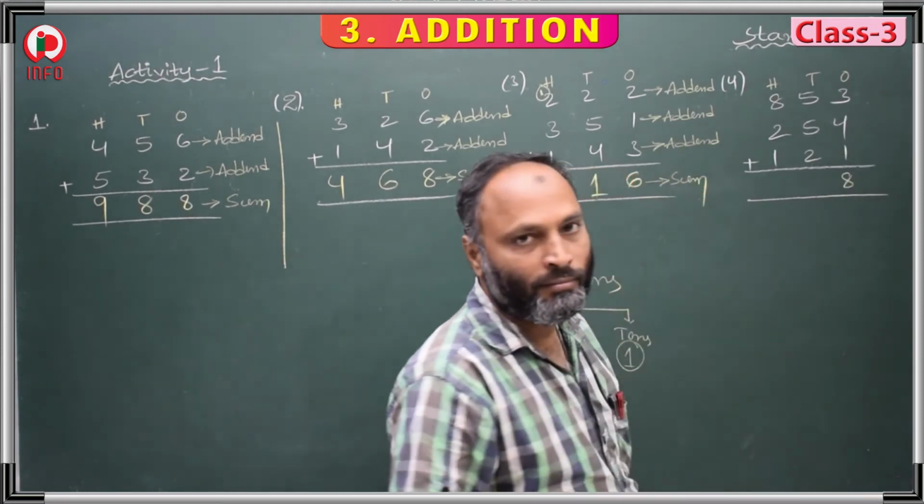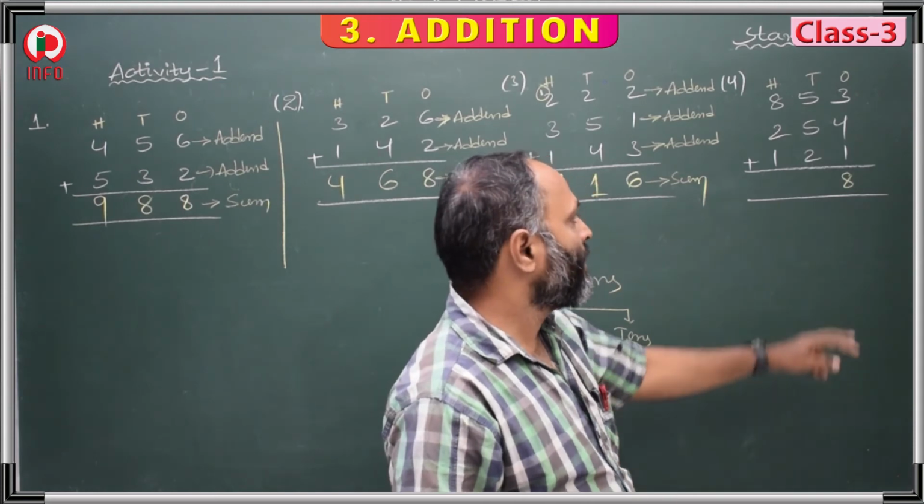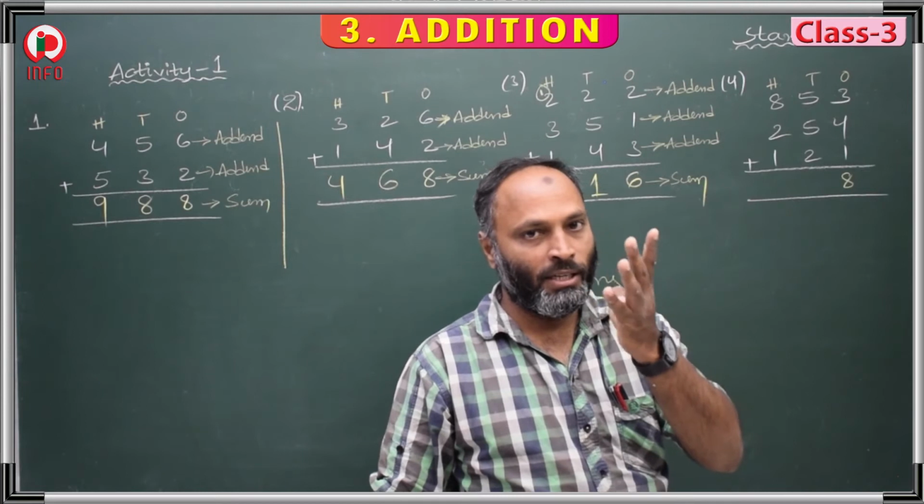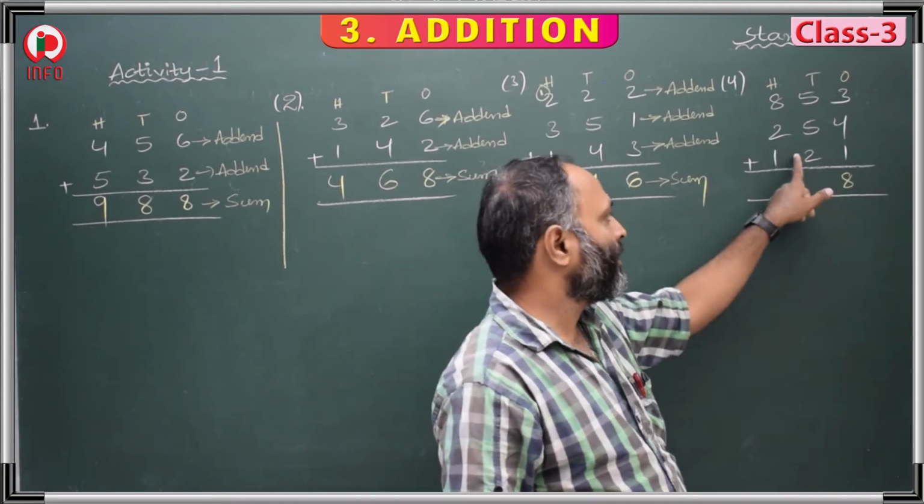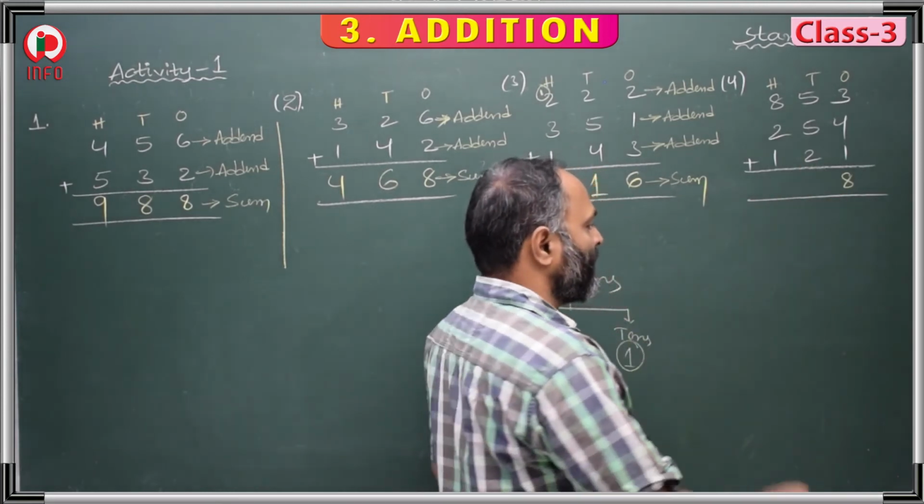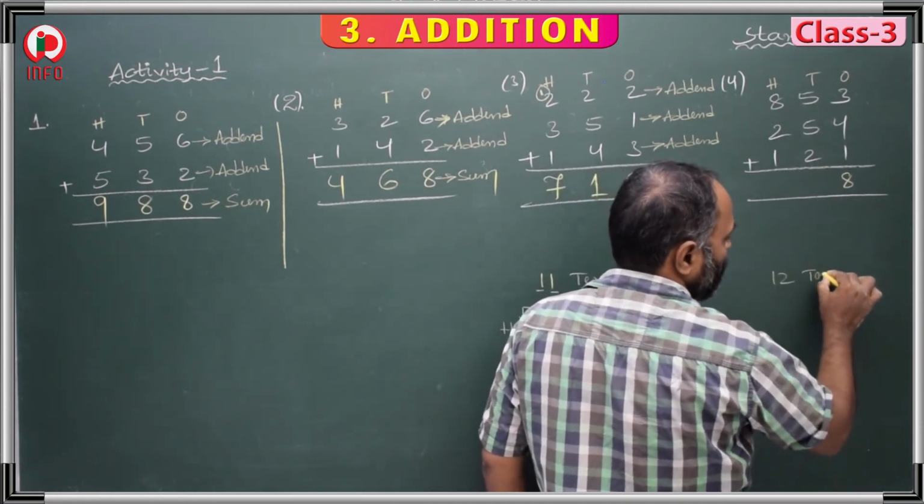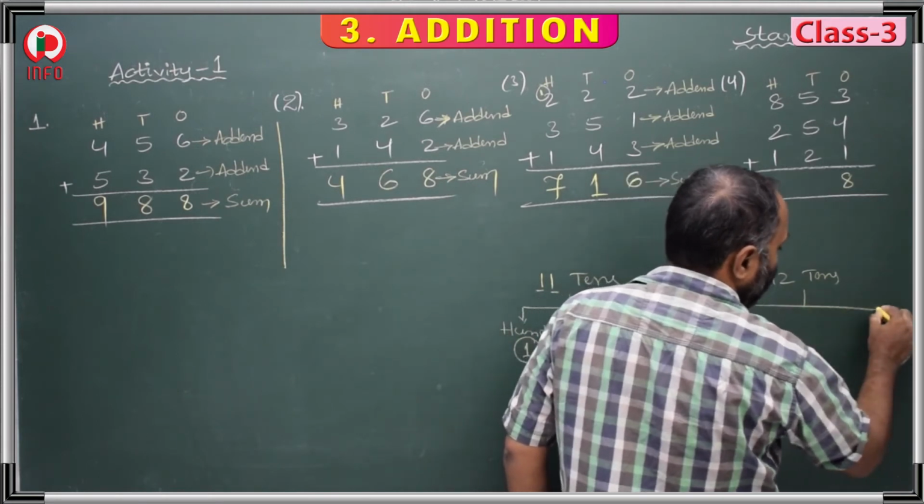8 here. Next, 5 plus 5, 5, 6, 7, 8, 9, 10. 10 plus 2, 12. 12 is a double digit number. 12 here tens, 12 tens. Then how to regroup it?